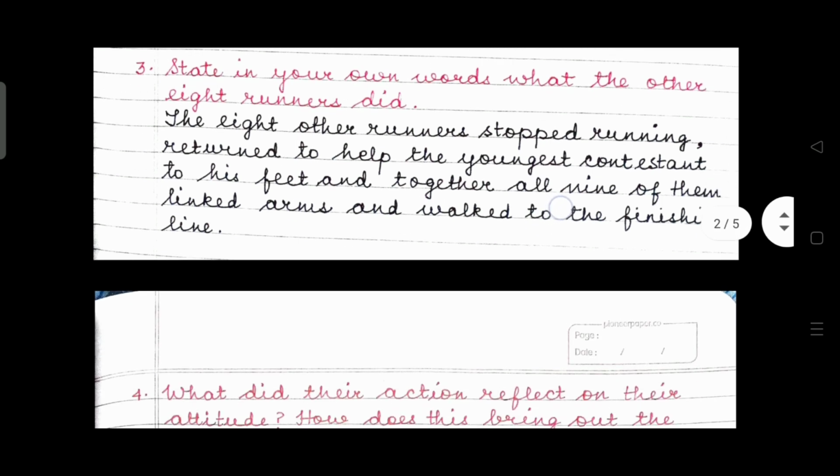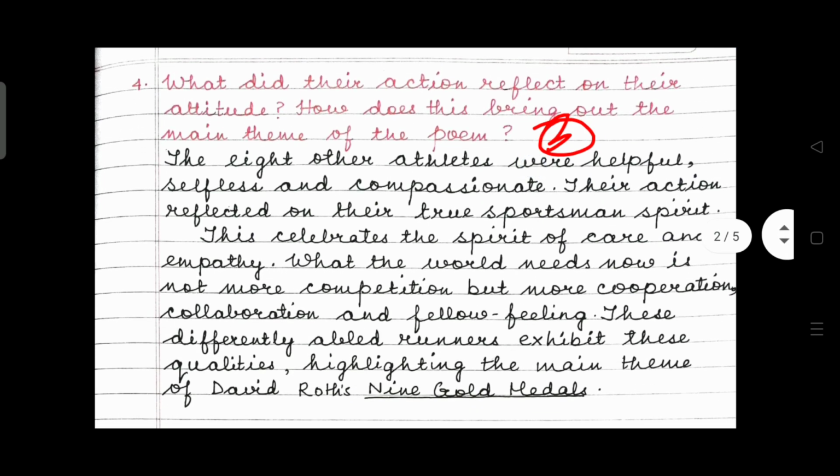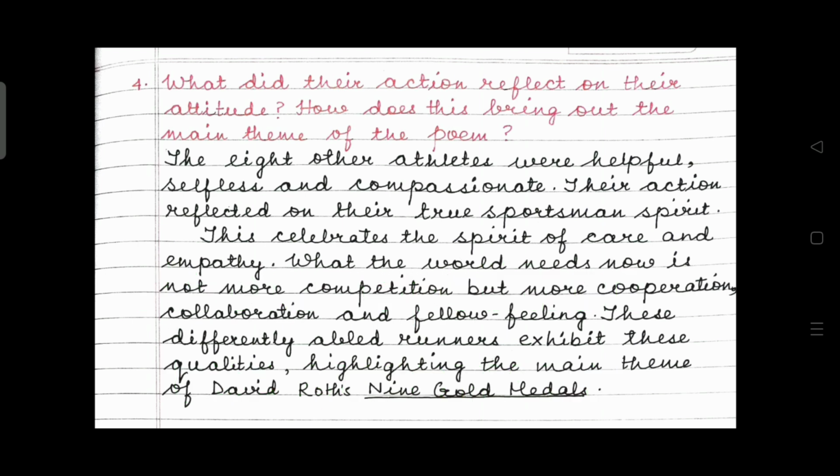It's time for question number 4, again carrying 3 marks. There are subparts. What did their action reflect on their attitude? Remember, attitude. How does this bring out the main theme of the poem? These 2 questions are interrelated. So try to frame all the answers in such a way so that you do not repeat anything. Use synonyms and avoid repetitions as far as possible.